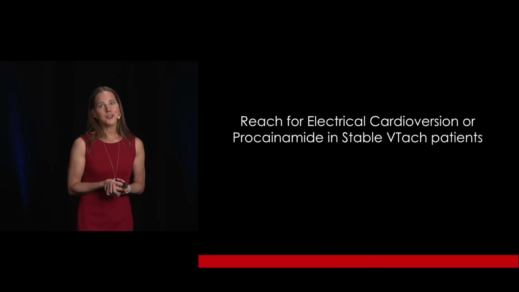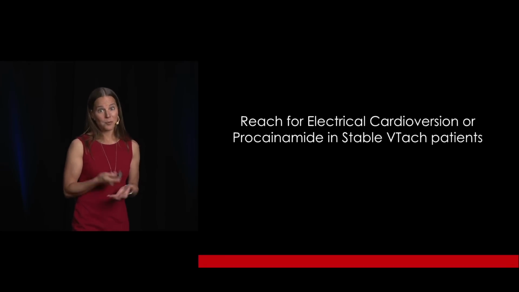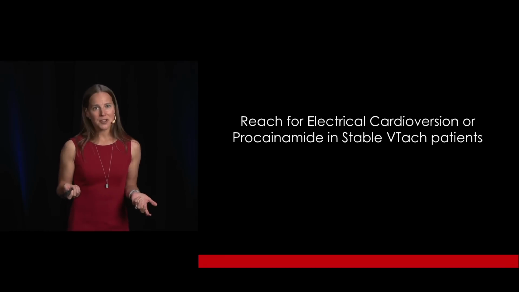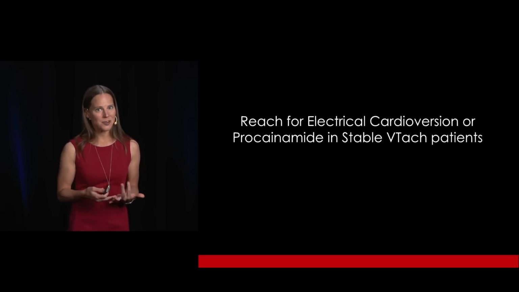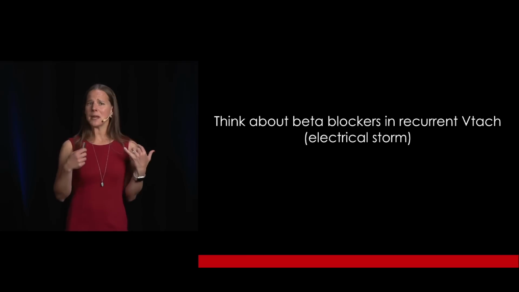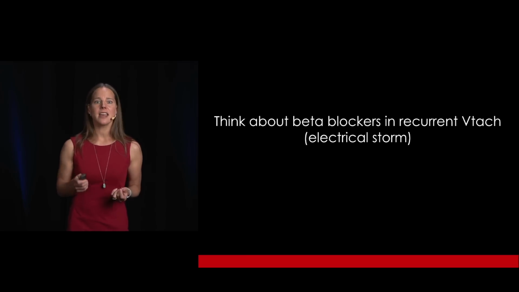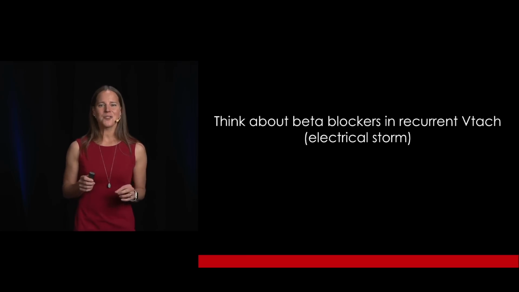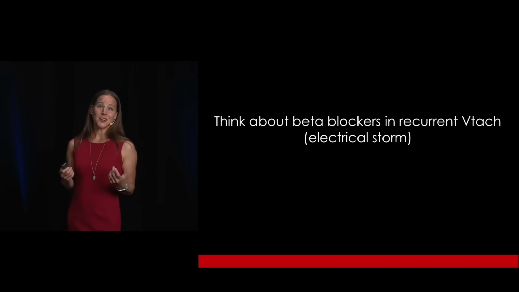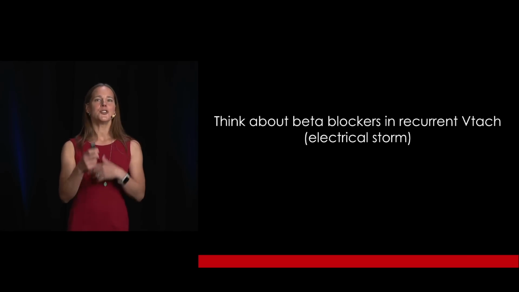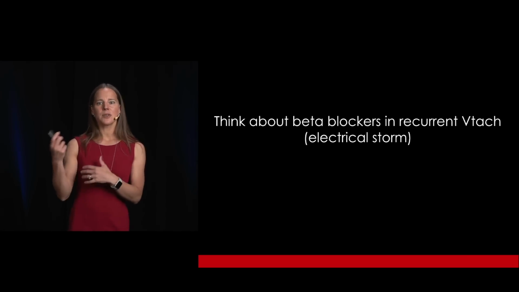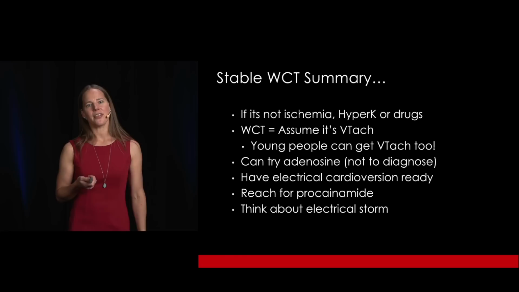Reach for electrical cardioversion or procainamide as the most effective therapies for stable VTAC patients. You can also use amiodarone or sotalol based on the AHA guidelines. And if your patient keeps going in and out of this, think about beta blockers and recurrent VTAC. That's called electrical storm, and remember, it's due in some parts to increased sympathetic tone. So giving beta blockers can really help combat that.